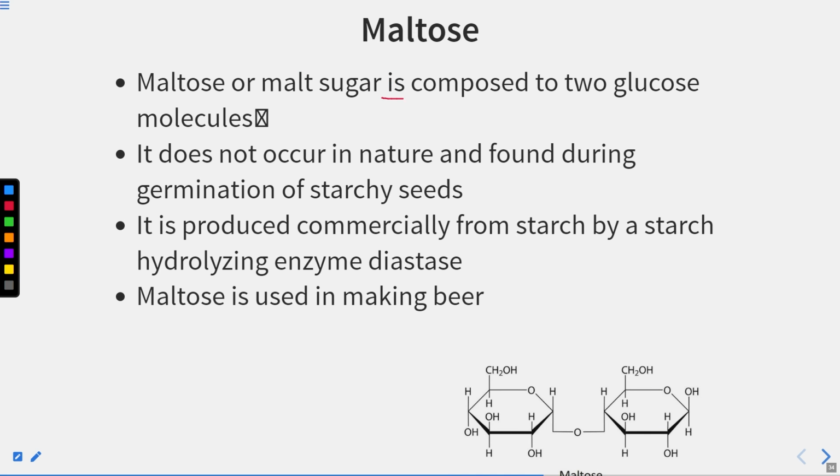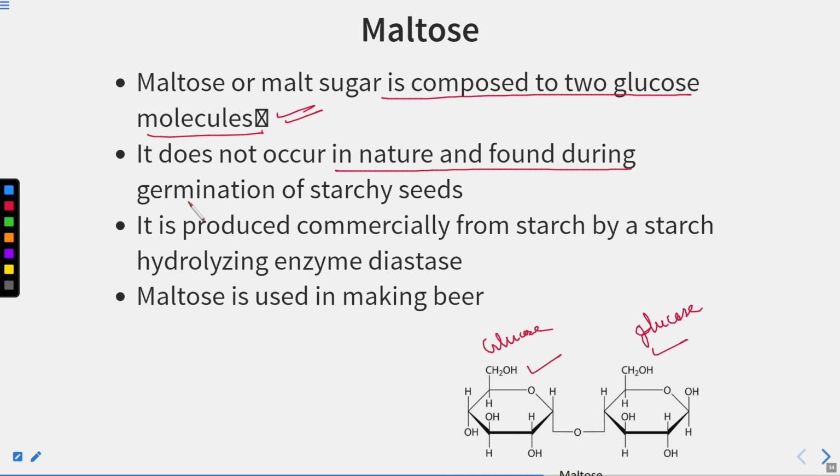Maltose, or malt sugar, is composed of two glucose molecules. Here both the molecules are glucose, this is also glucose, this is also glucose, whereas in the case of sucrose, one was glucose and another was fructose. It does not occur in nature and is found during the germination of starchy seeds.